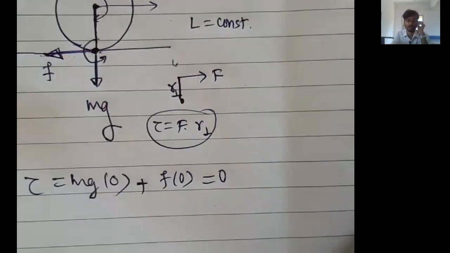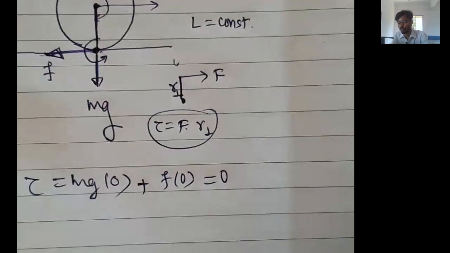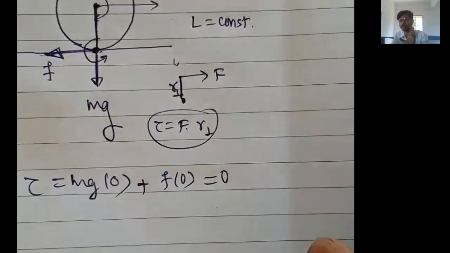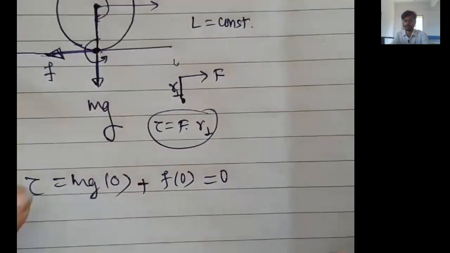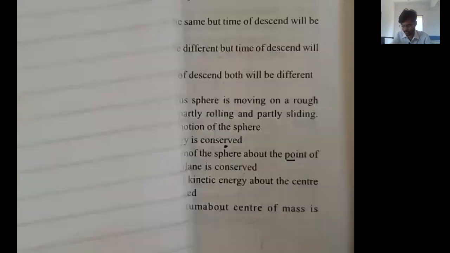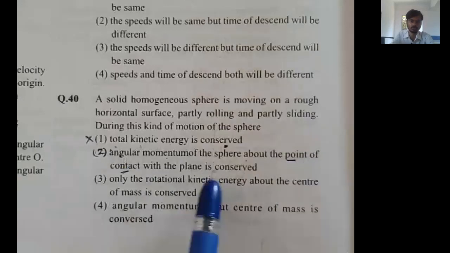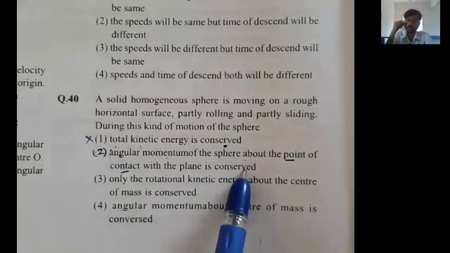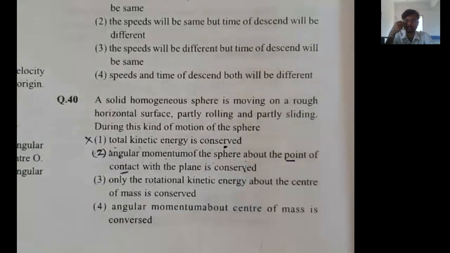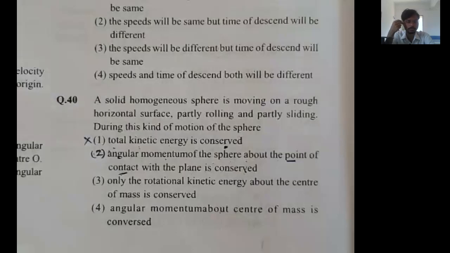Now you reply to me in the chat box. Are you convinced that about this point torque is 0? So option number 2 is the correct option, because what have they said? Angular momentum of the sphere about the point of contact with the plane is conserved. Understood? Just reply yes or no. That won't take much time. You should be replying. Okay, don't sit quiet. Be active.